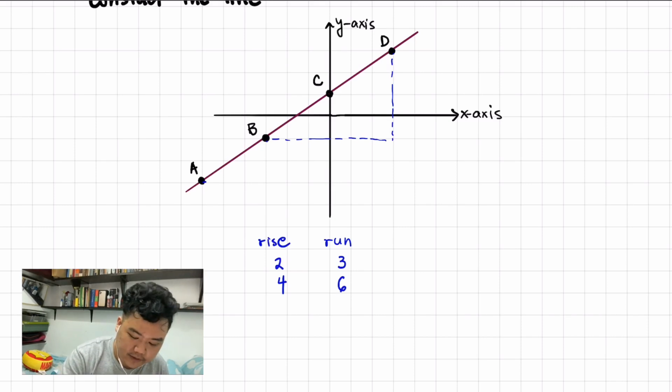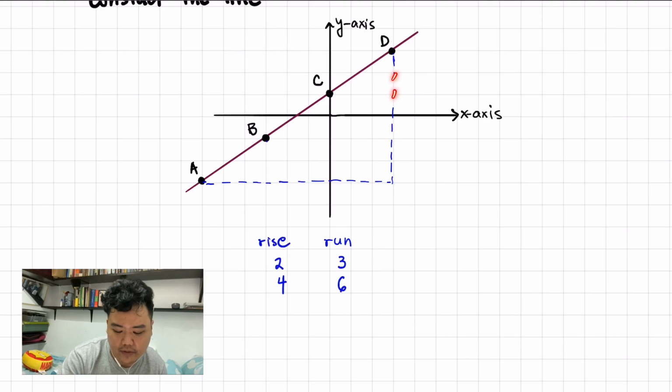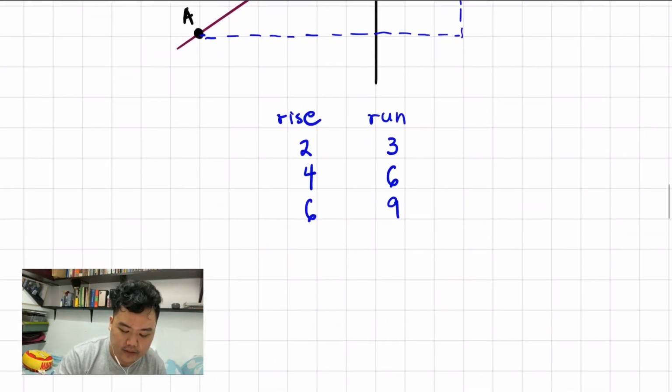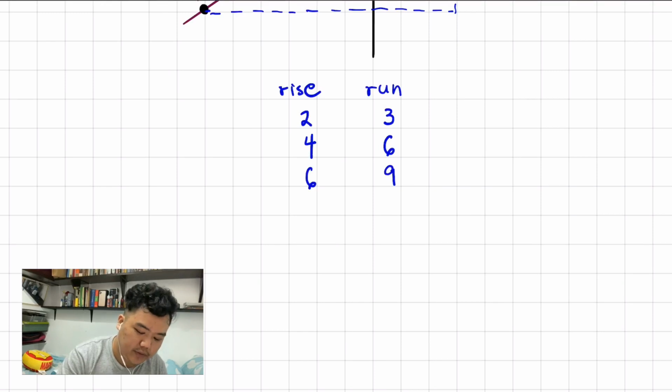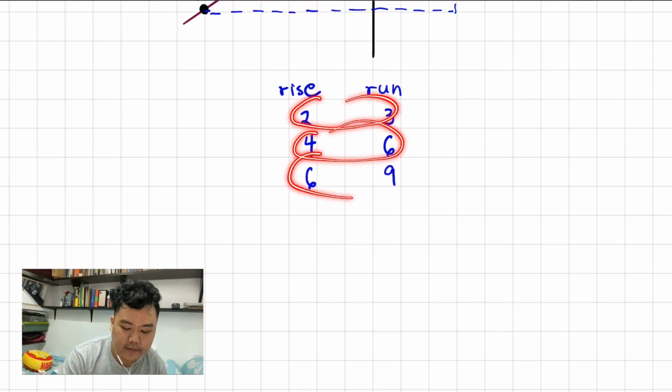Let's pick another pair. Let's say A and D. So we have this right triangle. Our rise is 1, 2, 3, 4, 5, 6, while our run is 1, 2, 3, 4, 5, 6, 7, 8, 9. So what can you observe about these pairs of rise and run?